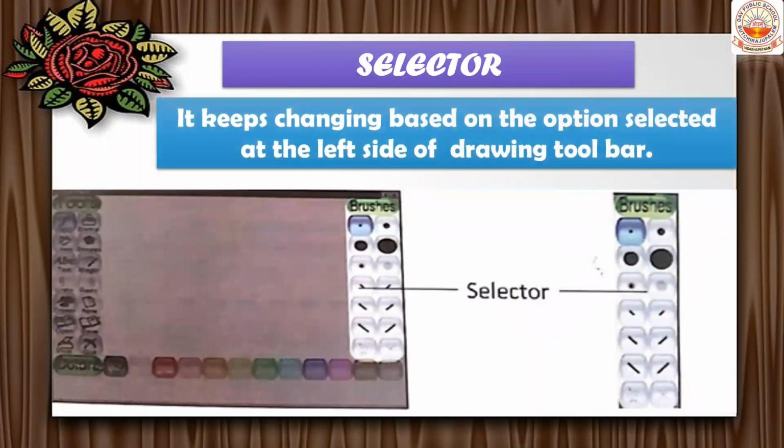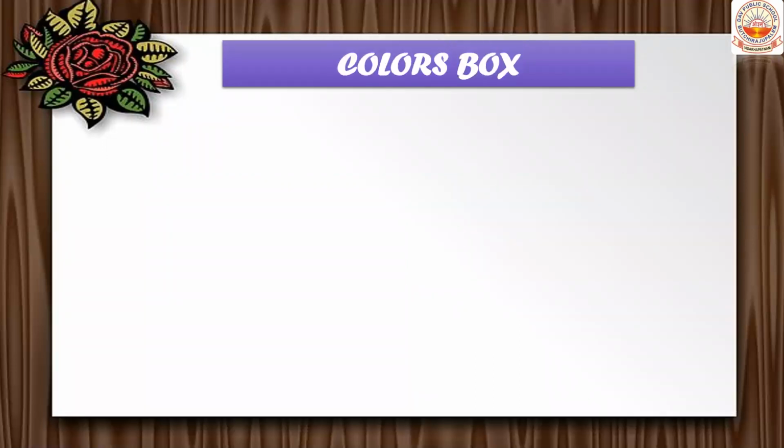On the right side of the main screen, you can see a selector. Can you see, children? This is the picture. Selector, you can see. The selector keeps changing based on the option selected at the left side, on the toolbar. For example, when brushes are selected on the toolbar, on the right hand side, that is selector, it shows various shapes or brushes available in the paint. Okay, children?